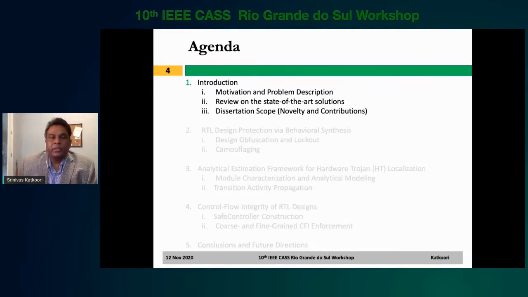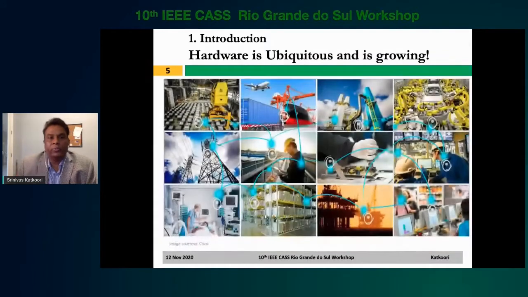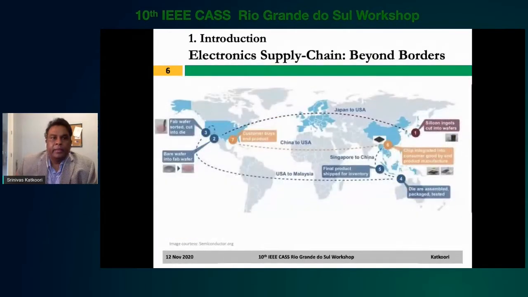So, introduction. Hardware is everywhere, as you know, right? In this picture, you can see that hardware is used in healthcare, in industry environments, in oil and gas, aviation, and so on. So hardware is everywhere. And the design of hardware, or the electronic supply chain, has changed the way it's being designed.